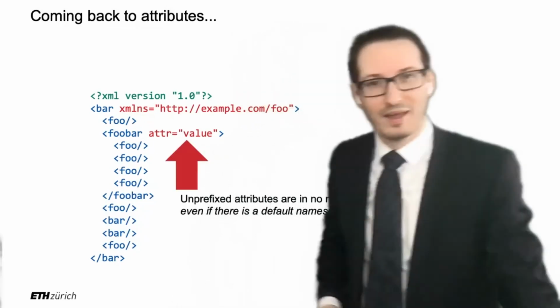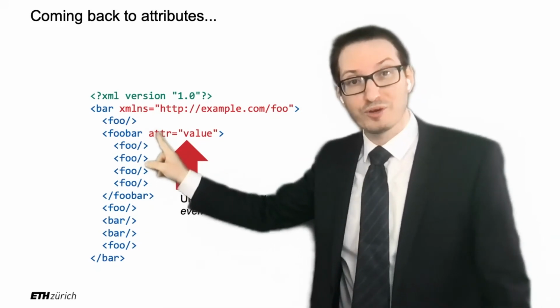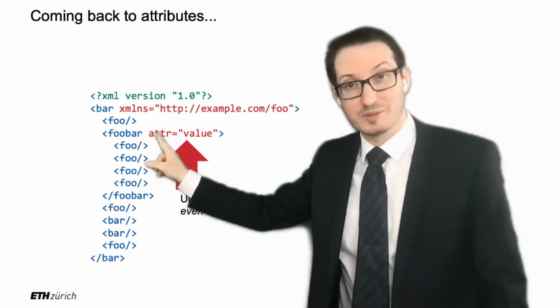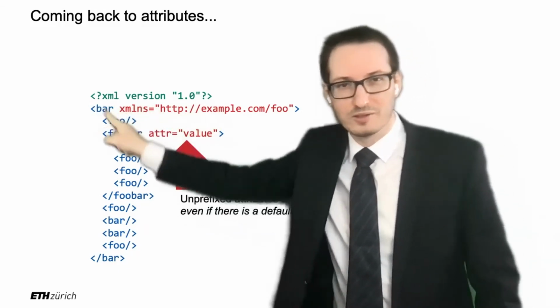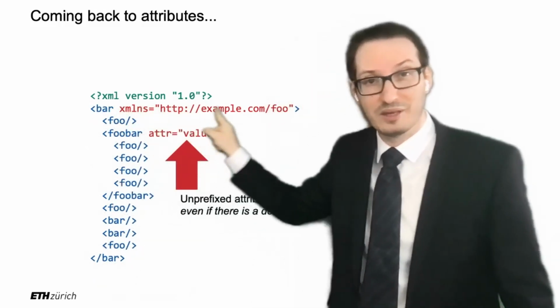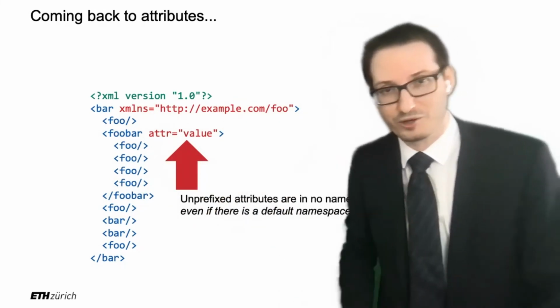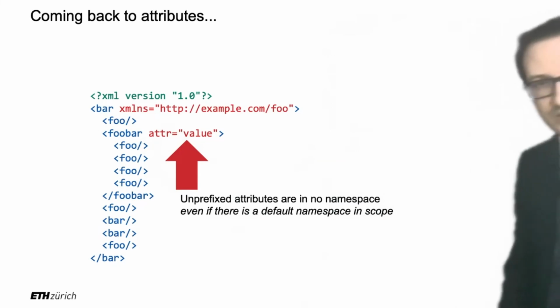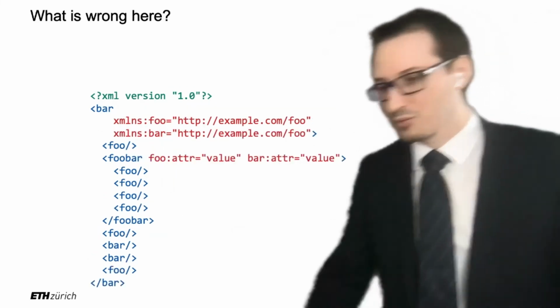Regarding attributes, there's a small thing to know: if you have an unprefixed attribute, it's not in the default namespace. That's a small detail that some people do not know. So here, these elements are in this namespace, but the attribute right there is in no namespace at all. It's just a convention, really. I don't really know why this was done that way, but this is how it is. And can anybody see what is wrong in here?